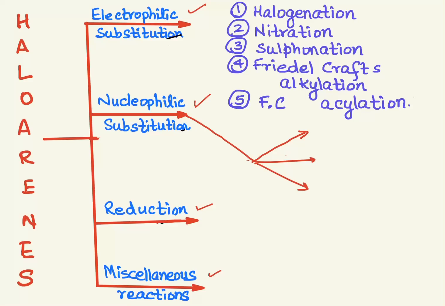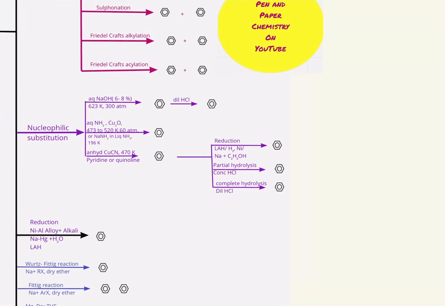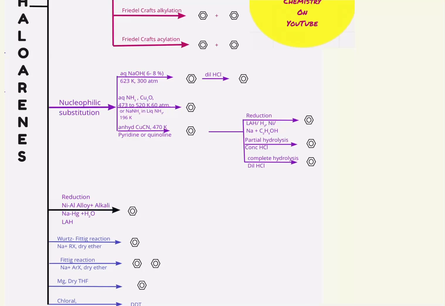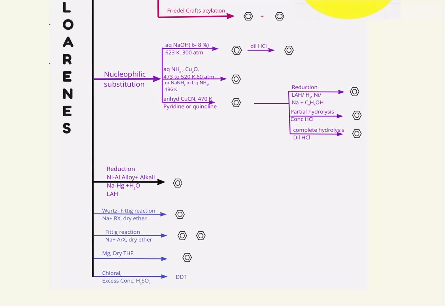Please. We had classified the properties of haloarenes under 4 subheadings. So, we had electrophilic substitution, nucleophilic substitution, reduction and miscellaneous reactions. And today in this video we shall be talking about reduction and miscellaneous reactions as we have already covered the other 2 subheadings. By the end of this video, you would have also completed this flow chart which will help you to remember as well as recall haloarenes at a glance.